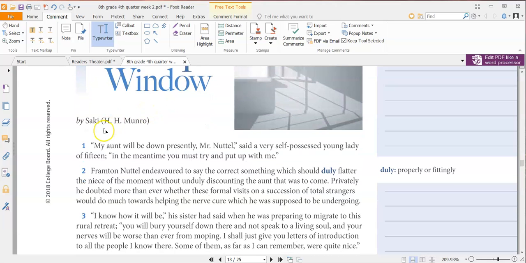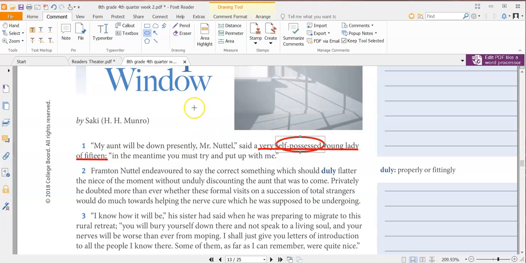So let's begin. "My aunt will be down presently, Mr. Nuttall," said a very self-possessed young lady of 15. "In the meantime, you must try and put up with me." So we already have been told that there is a young lady who's 15 years old and she's self-possessed, meaning she only thinks about herself. So I'm going to circle self-possessed because you might not have known that before.